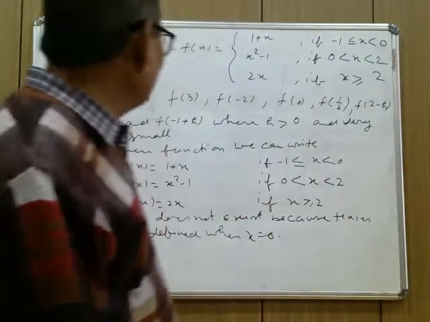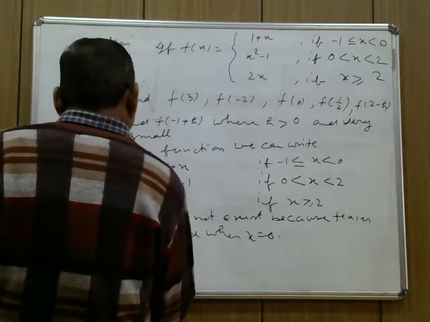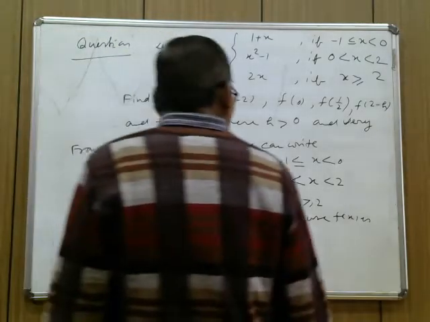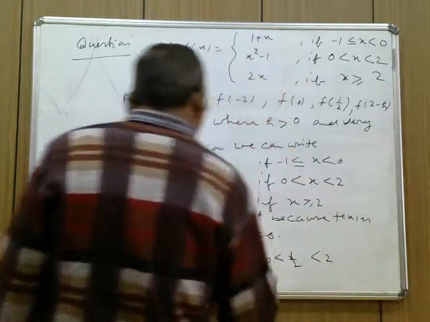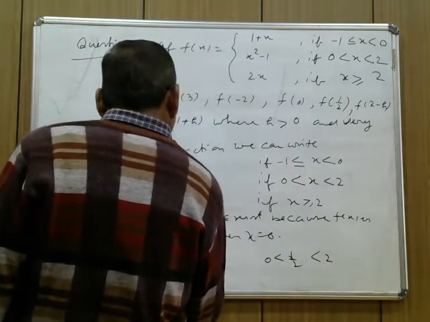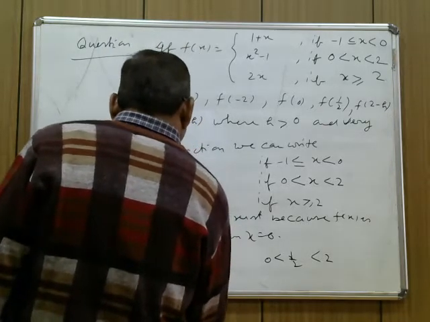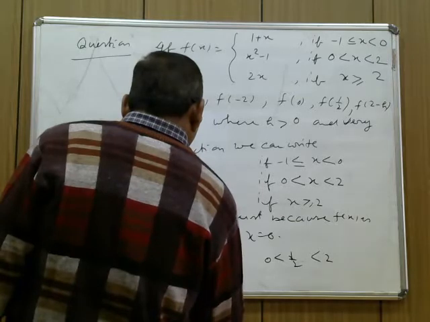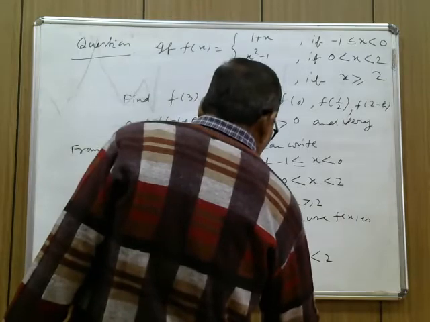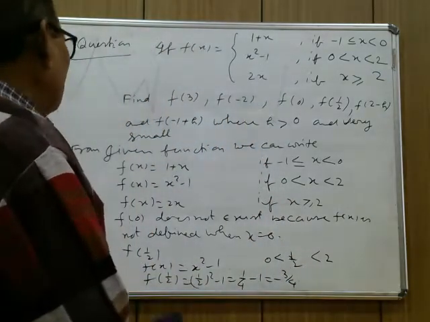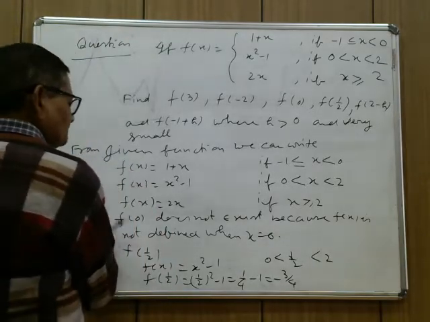Now next one is find f of half. f of half lies between 0 and 2, and for this our f(x) is x square minus 1. So f of 1 by 2 is 1 by 2 whole square minus 1, 1 by 4 minus 1. It is minus 3 by 4. In this way we find f of half.